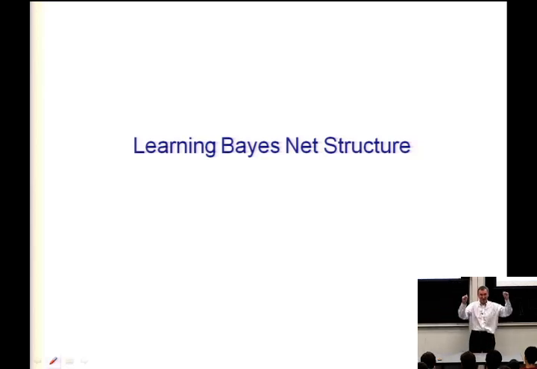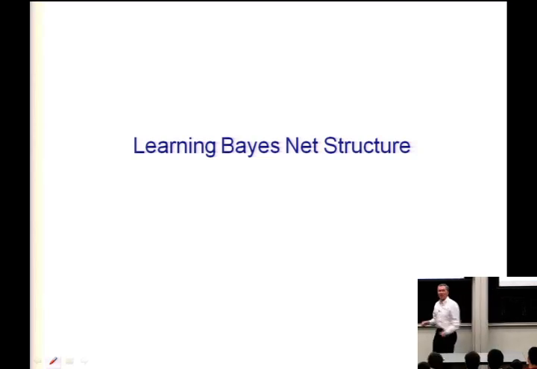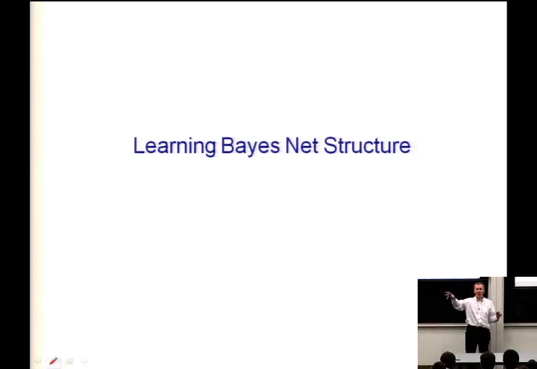Okay, so a question for you. I give you two different graph structures for a BayesNet. I give you the data, a sample of training data. What's the criterion by which you decide if you like graph structure A better than B?